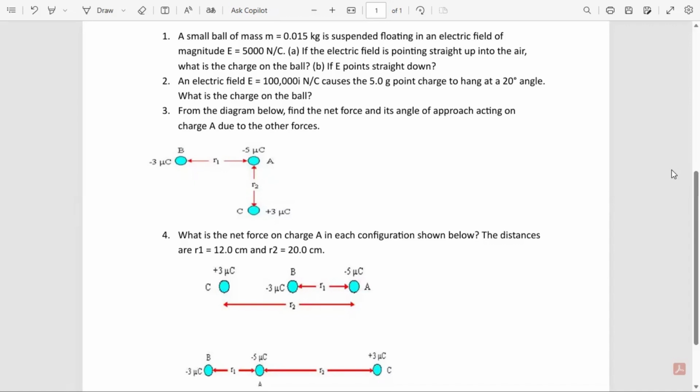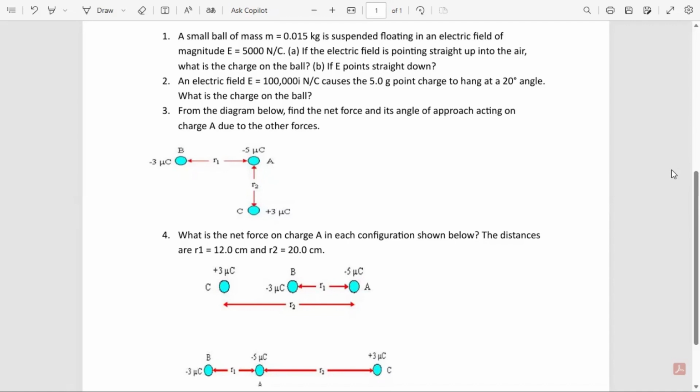Right, so welcome to this particular video where we'll be looking at questions or problems involving electric fields and electric forces. So question one reads, a small ball of mass 0.015 kilograms is suspended floating in an electric field of magnitude 5,000 newtons per coulomb. Question A, if the electric field is pointing straight up into the air, what is the charge on the ball?